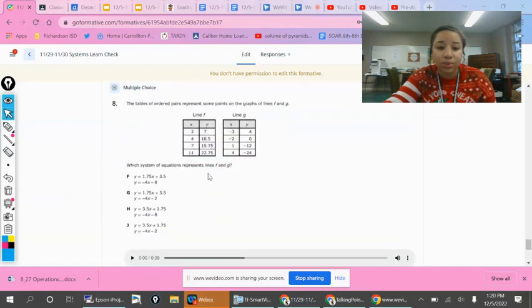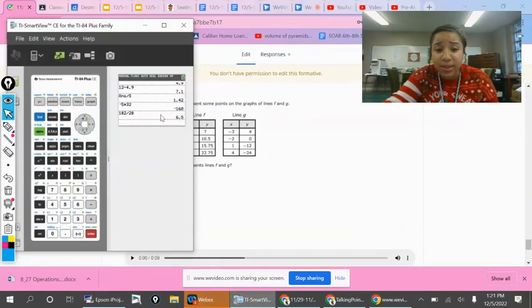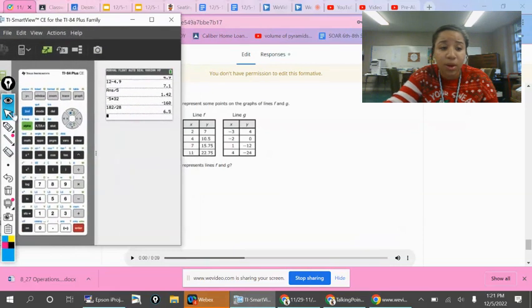Last question. The table of ordered pairs represents the graph of the line below. So this one, you're just going to put these in stat edit. Okay, so I'm going to grab my calculator. I'm going to press stat, enter. I'm going to go across, go up, clear, go down, go across, go up, clear, go down. I'm going to do 2, enter, 4, enter for list 1. And then for list 2, I'm going to put 7, enter, and then 10.5.